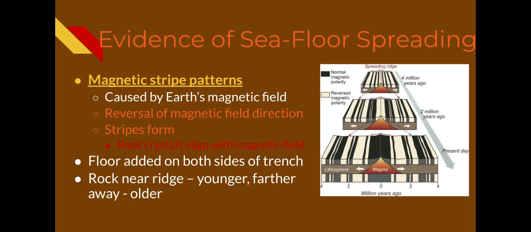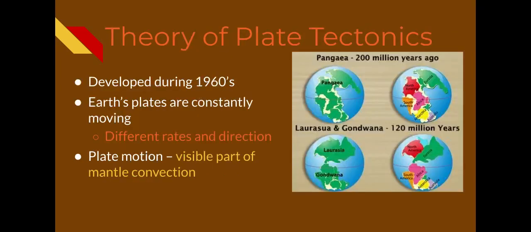And about every 11 years, Earth's magnetic field is going to reverse itself. So underneath the ocean, after that 11 years passes by, the next rock is going to align in the opposite direction, and it causes a very distinct banding pattern that's visible at the mid-ocean ridge. Floor is added on both sides of the trench, so you can see the pattern on both sides. Rocks that are near the ridge are going to be younger, while older rocks are farther away.